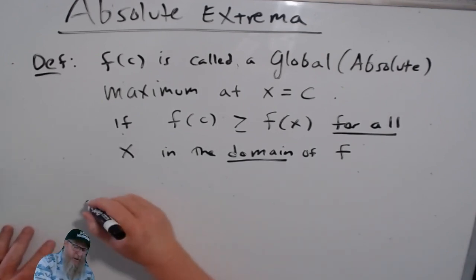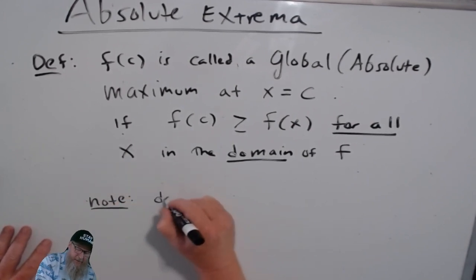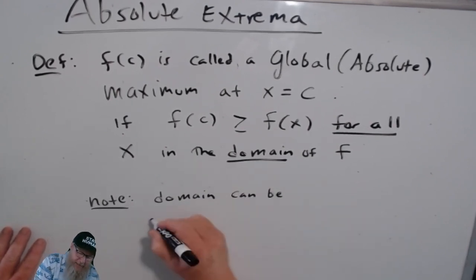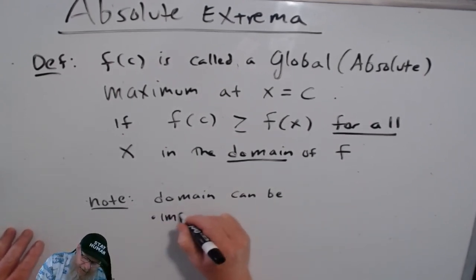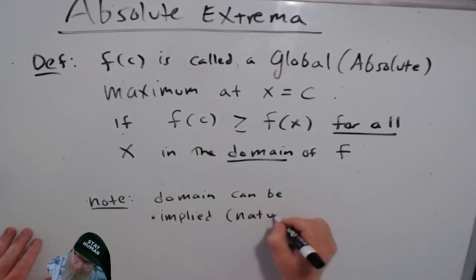And I will put a note, there are two types of domains. Domain can be implied. This is what we call the natural domain.